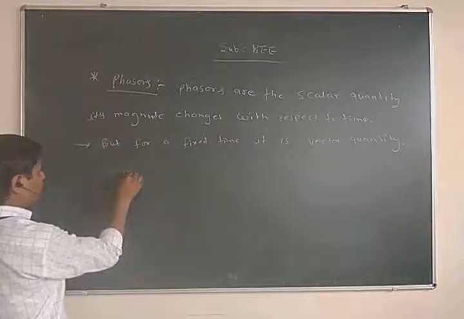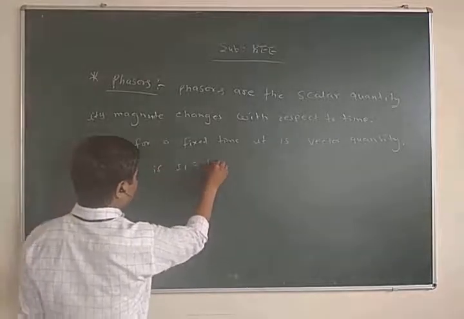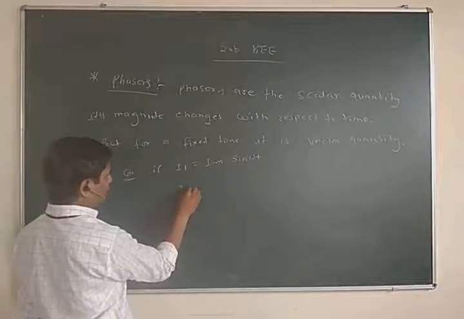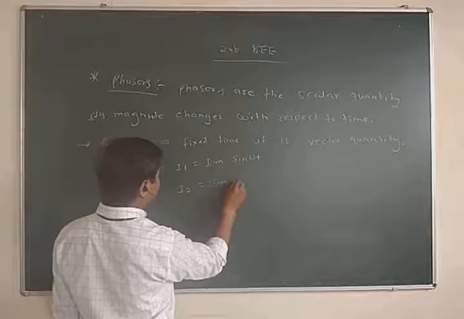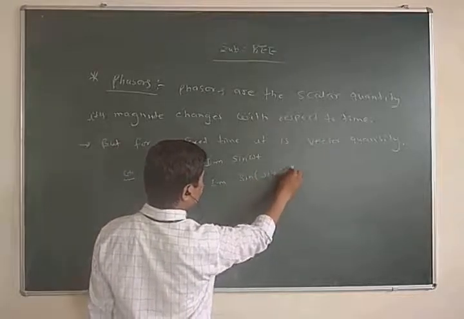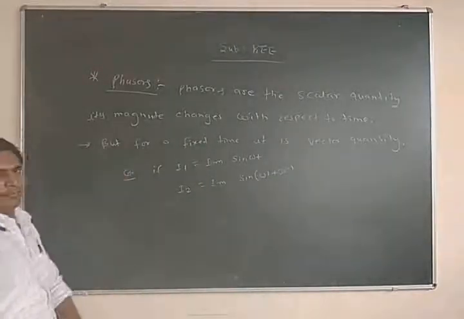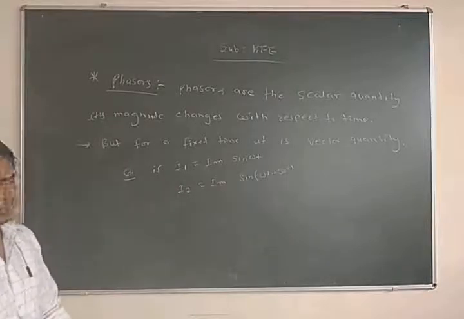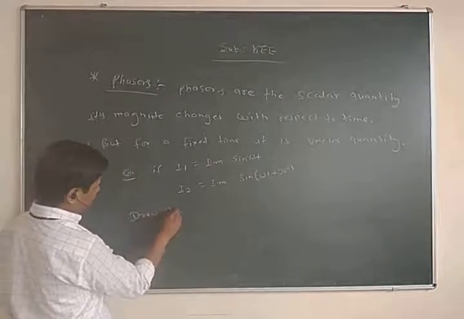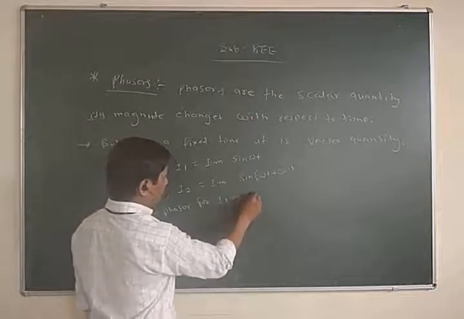Now the question is, if I1 is equal to Im sin omega t and I2 is equal to Im sin (omega t plus 30 degrees), graph the phasors for both I1 and I2.